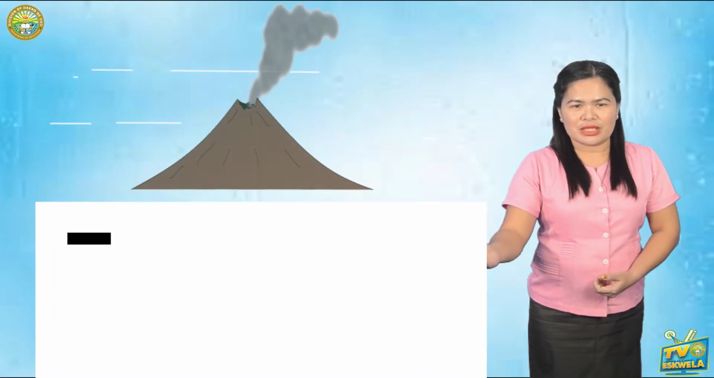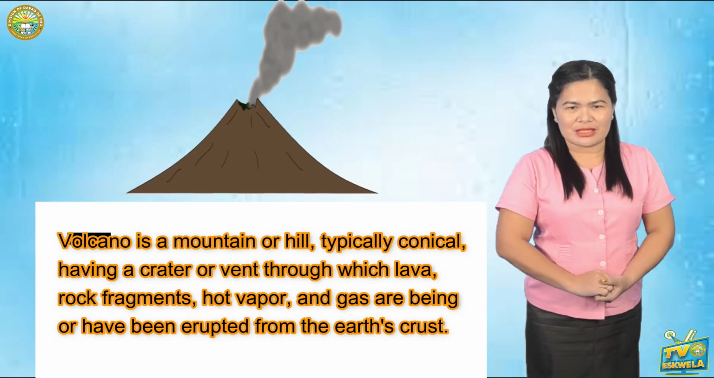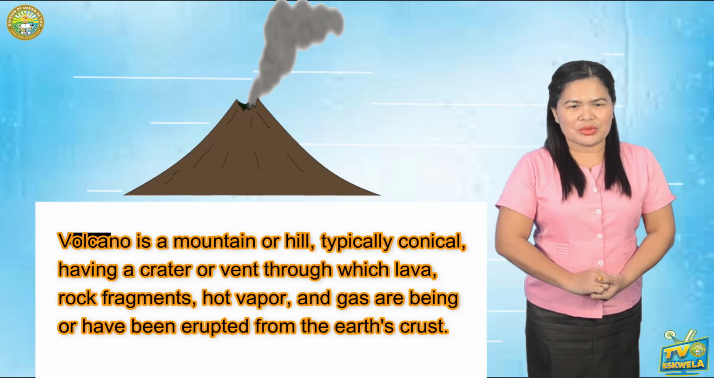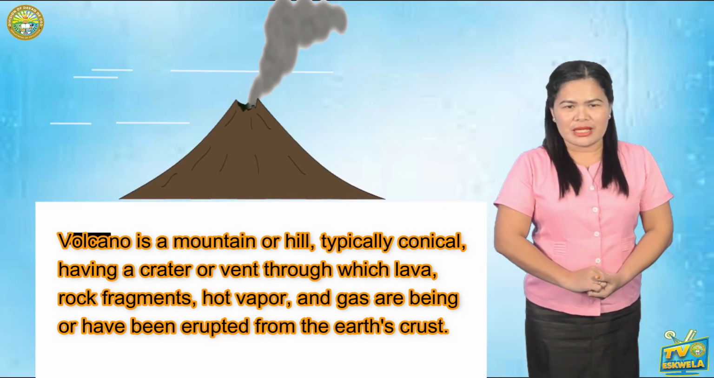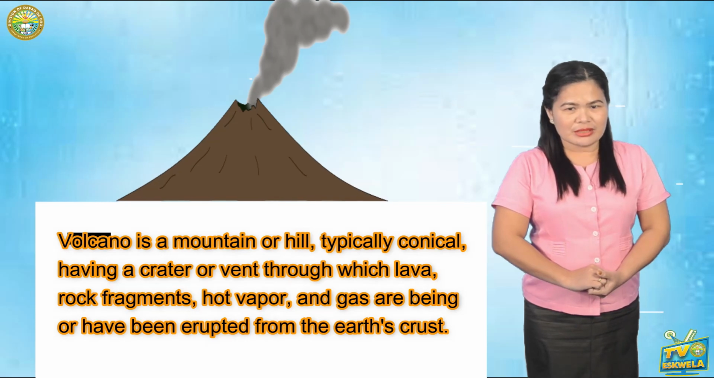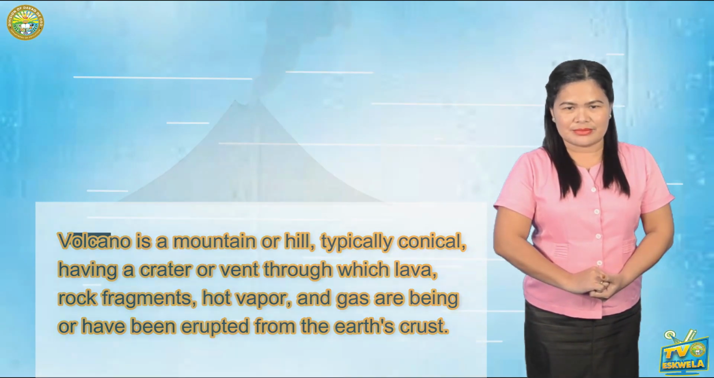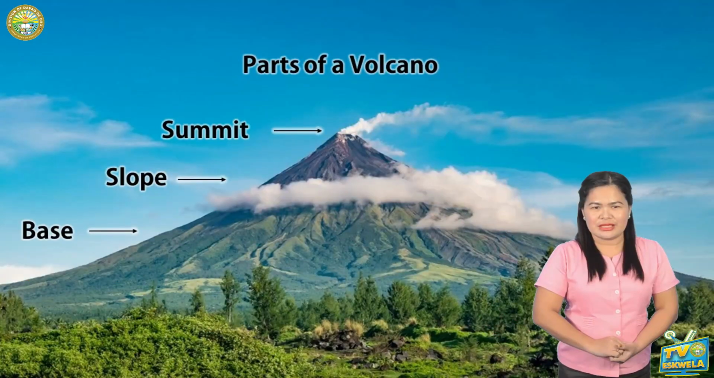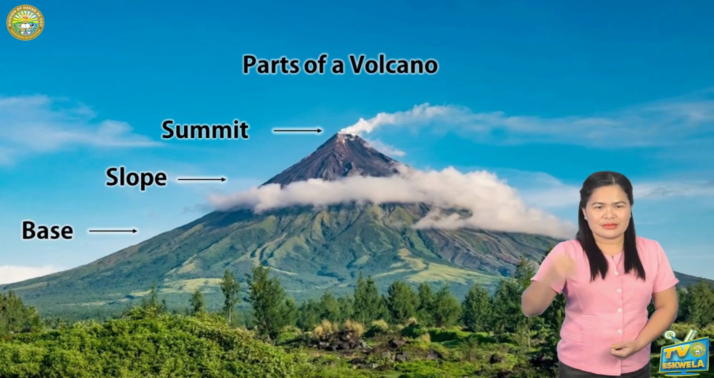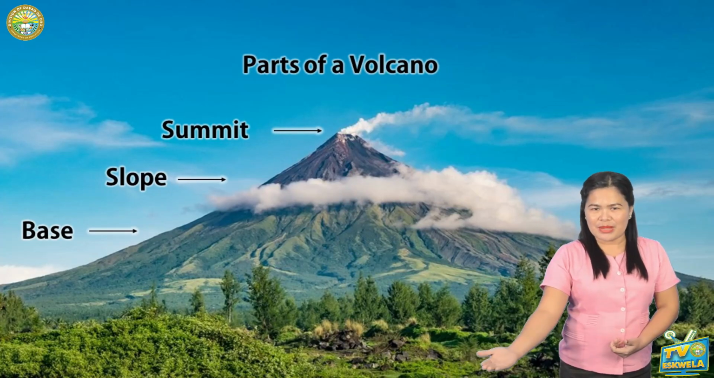Volcano is a mountain or hill, typically conical, having a crater or vent, through which lava, rock fragments, hot vapor, and gas are being or have been erupted from the Earth's crust. There are three external parts of a volcano. These are the summit, the slopes, and the base.